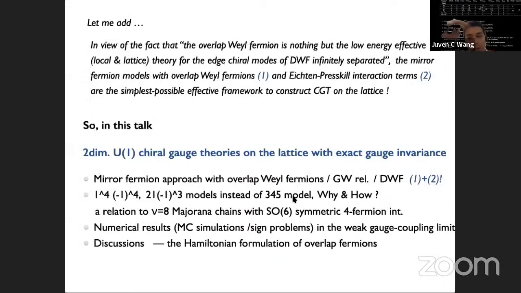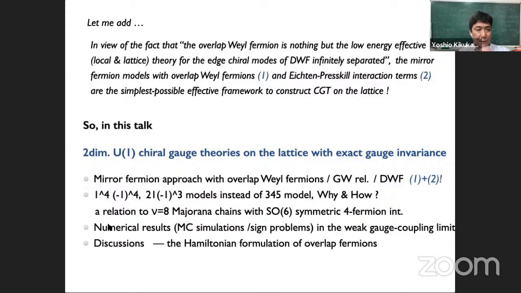Excuse me, some question. Yes, please. First of all, let me just make sure about the model: you write 1 to the power 4 and -1 to the power 4. Is that four left-moving Weyl fermions and four right-moving Weyl fermions, with charge 1 for one chirality and -1 for the other? Yes. So one for right-handed Weyl fermions and -1 for left-handed fermions, I mean.